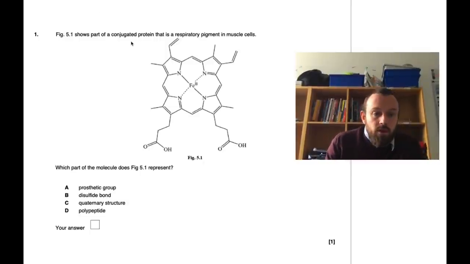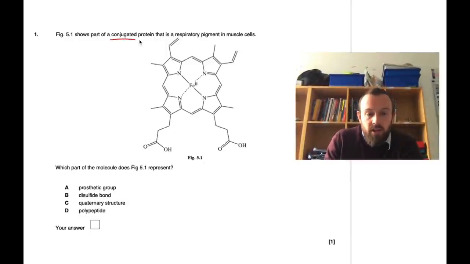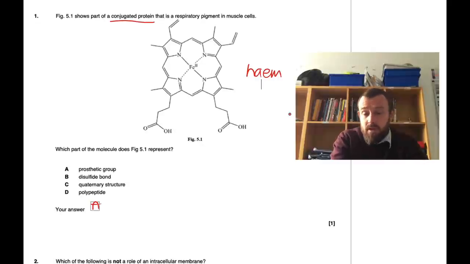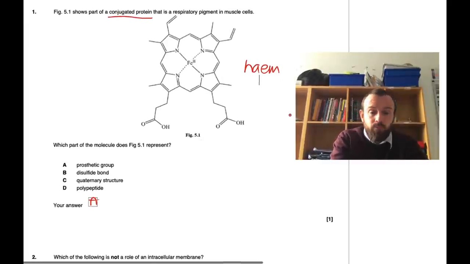Question one shows part of a conjugated protein. So a conjugated protein is one which contains a prosthetic group. So this is really just looking at your definition of what this is. So the answer is A, it's a prosthetic group. This, by the way, is heme. It's found in cytochromes and also in hemoglobin and in myoglobin as well.